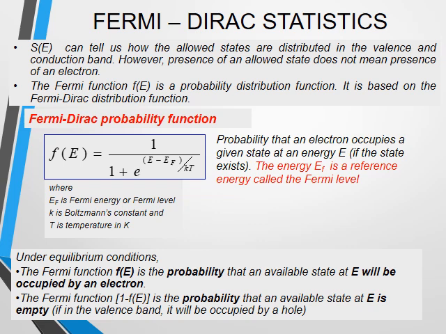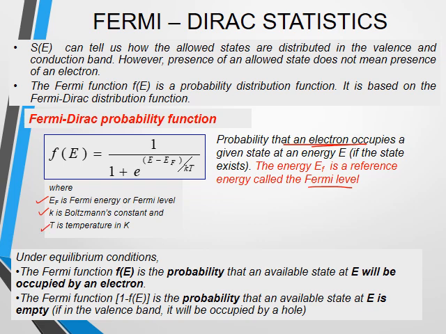Now that we know how and where the allowed states are situated, we need to know the probability of the existence of electrons and holes at the conduction band, valence band, and band gap. Only then we can know how the electrons and holes are distributed. This is the Fermi-Dirac probability function. It is the probability that an electron occupies a given state at an energy E. E_F here is called the Fermi level. It is a conceptual reference energy. k is Boltzmann's constant and T is temperature in Kelvin.